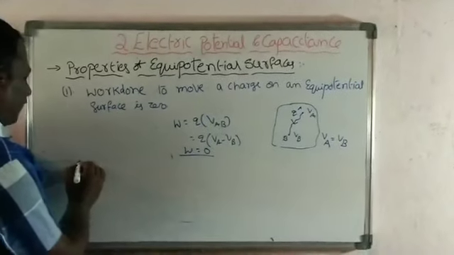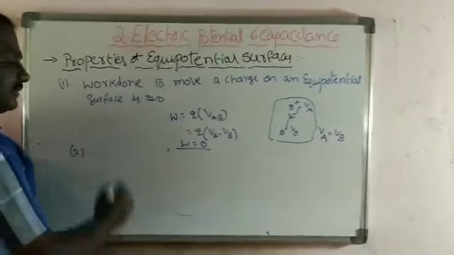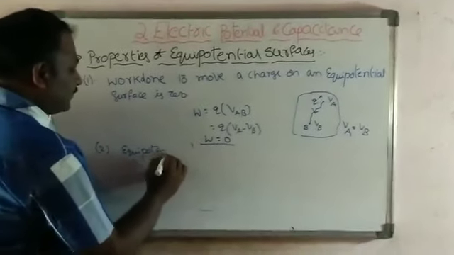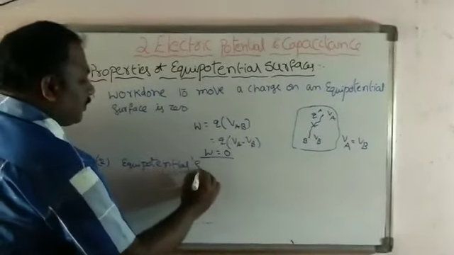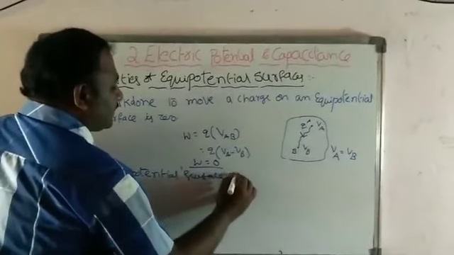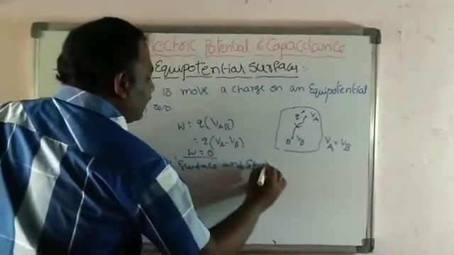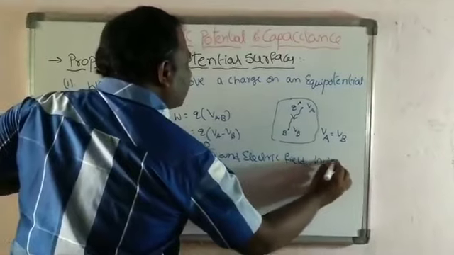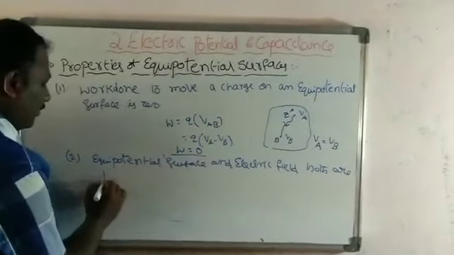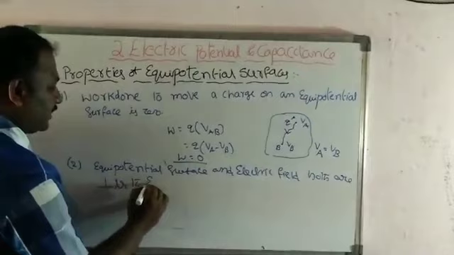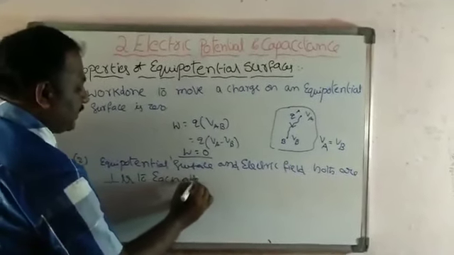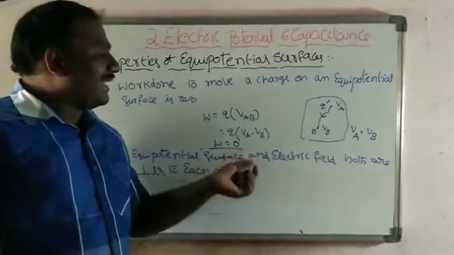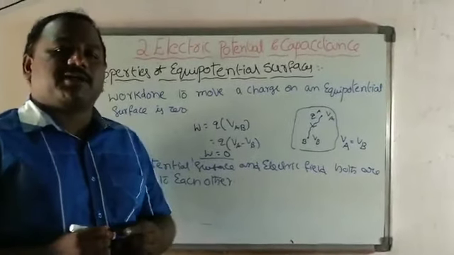And see the second property. The second property is equipotential surface and electric field both are perpendicular to each other. So see here, another important property: equipotential surface and electric field both are always perpendicular to each other.